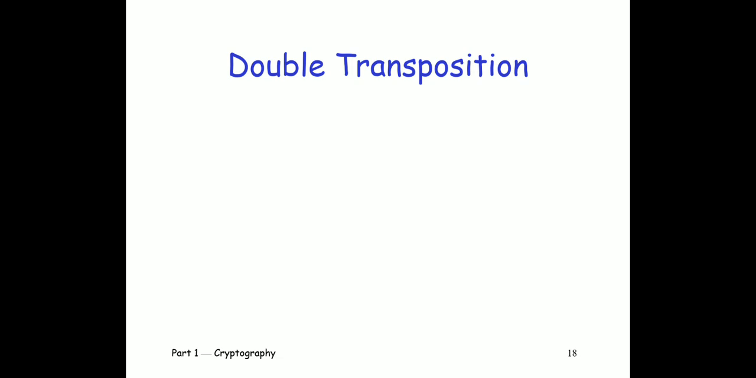Okay, so now we move on to the other mechanism, that is double transposition. How exactly is double transposition going to work? To encrypt with a double transposition cipher, what we do is we first write the plain text into an array of a given size, right?